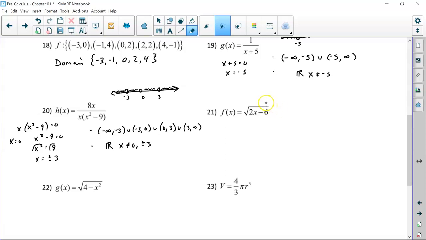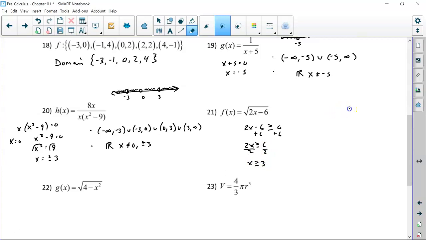We have a square root, an even root. So 2x minus 6, the number underneath the radical, has to be greater than or equal to 0. So we're not taking the square root of a negative. So we're going to solve this inequality. We're going to be adding 6 to both sides. So 2x is greater than or equal to 6. Divide both sides by 2. X is greater than or equal to 3.